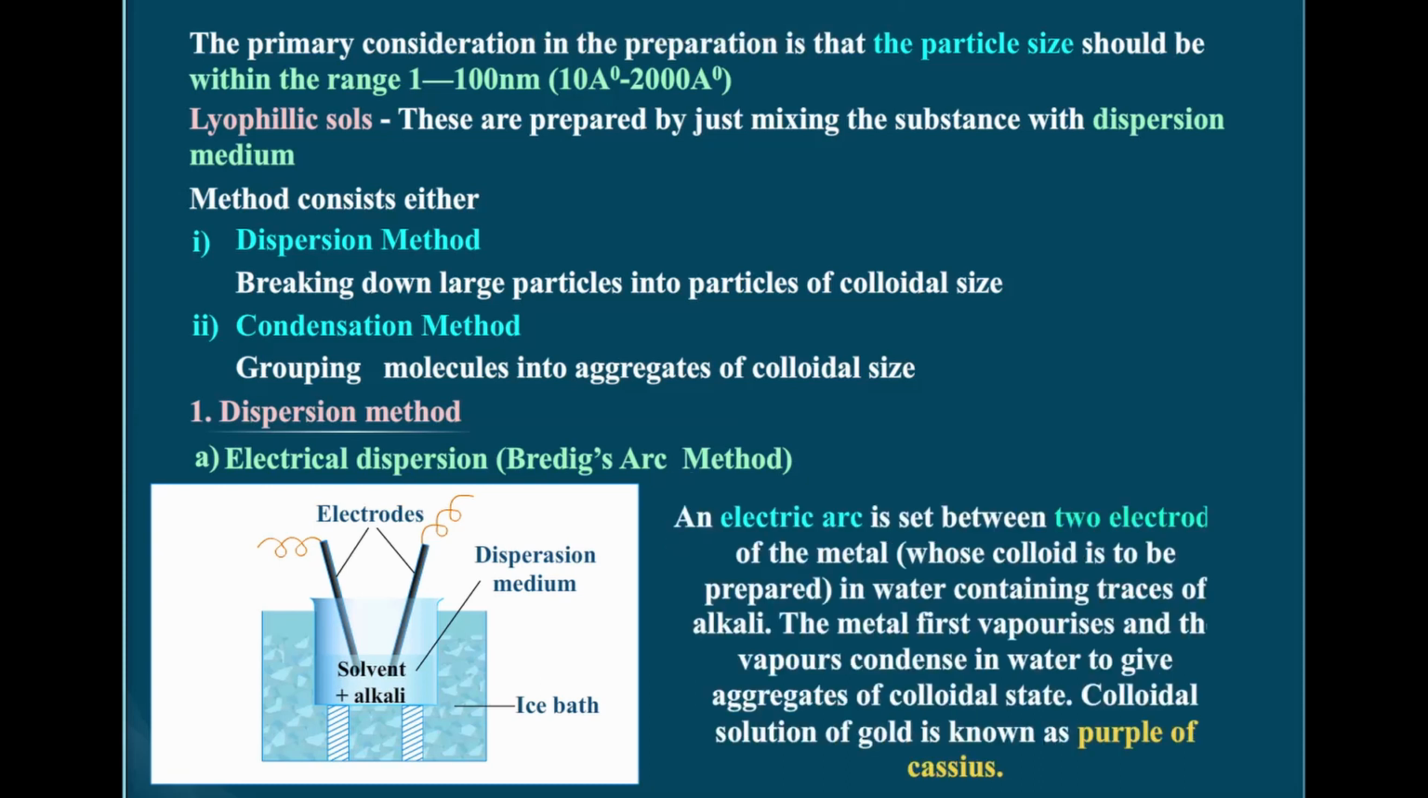So the explanation here: an electric arc is set up between the two electrodes of the metal whose colloid is to be prepared. That is, you are taking in the beaker only the dispersion medium, and the metal, that is the dispersed phase, is actually the electrodes whose colloid is to be prepared, in water containing traces of alkali. The metal first vaporizes because of the strong heat, and the vapors get condensed because it is kept in an ice bath in water, to give aggregates of colloidal state. Colloidal solution of gold is known as purple of Cassius.